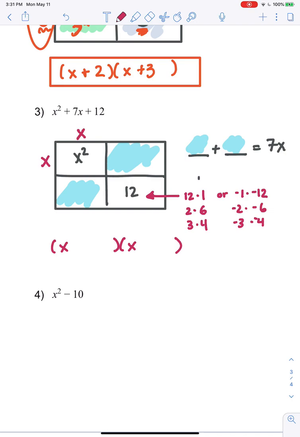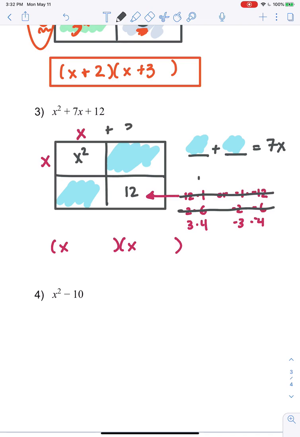So I'm also thinking, okay, if I put a 12 and 1 here, I'm going to have 12x plus x. That's not going to be 7x. That's going to be 13x. So it's not that. It's not these. 2 times x. So I'll get 2x plus 6x. Well, that would be 8x. But no, it's not 7x. So not these either. Okay, so hopefully it's 3 and 4.